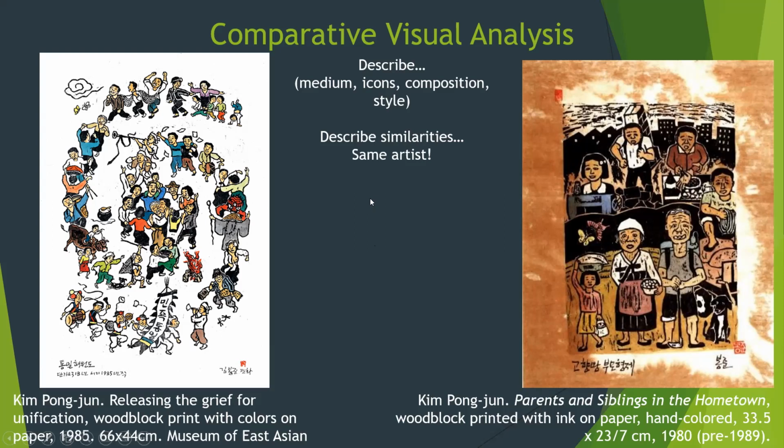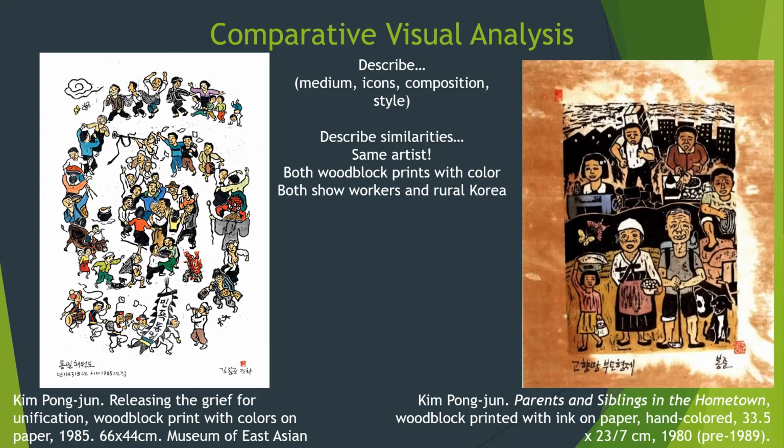Good. So the same artist, well, friends, color. What about the colors between the two? Do you think they're similar or different? They're a little bit different. I think it might just be the images, but I think in the parents and siblings in the hometown, the colors are a little bit more diluted or something, which kind of makes it watery, but they're very bright, yeah, saturated in releasing the grief for unification. Yeah. Good. And both show, like I said, the characters are similar, yeah.